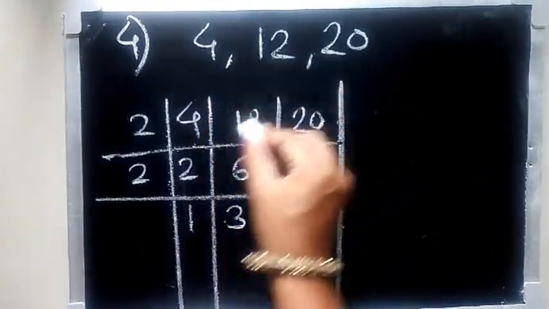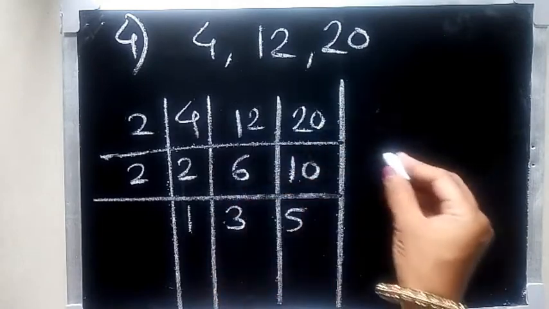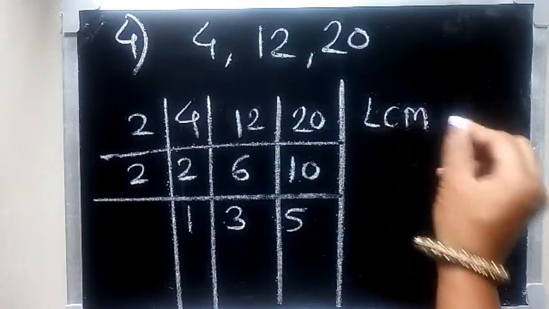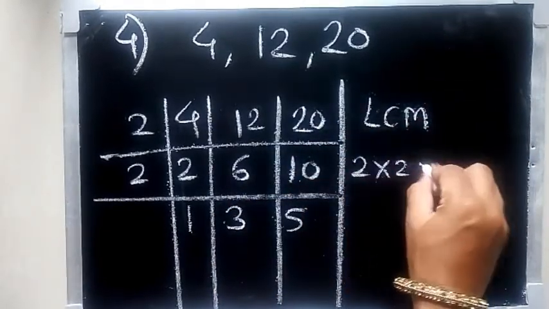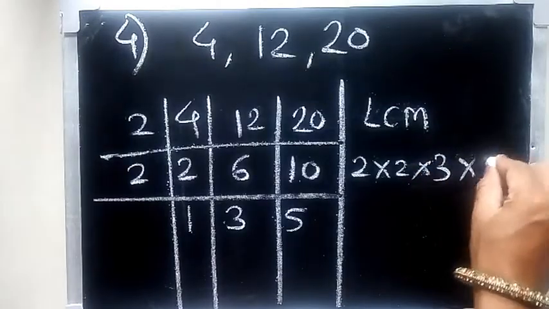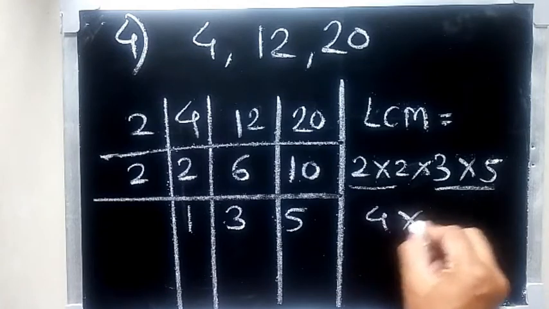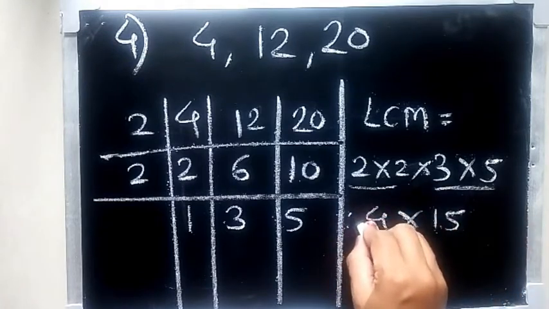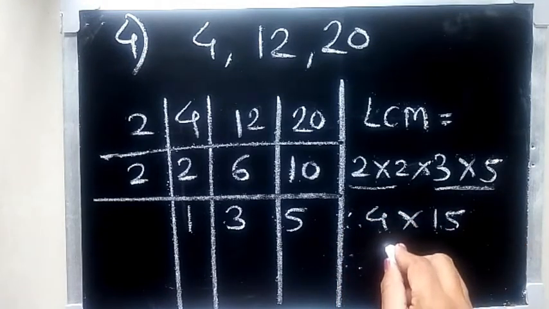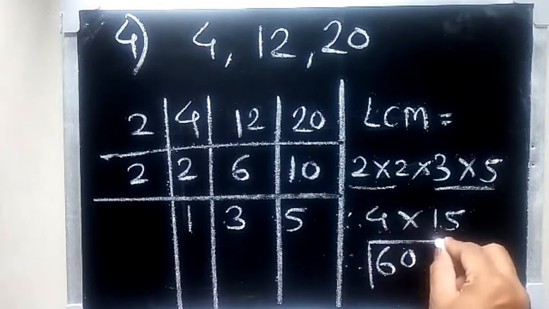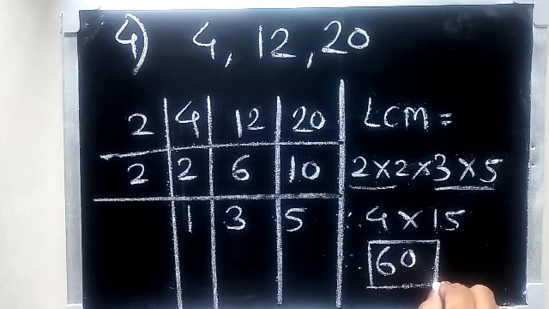Next example, 4, 12 and 20. Find the prime factors of these three numbers. 2 into 2 into 3 into 5. 4 15s are 60. 60 is the LCM of these three numbers.